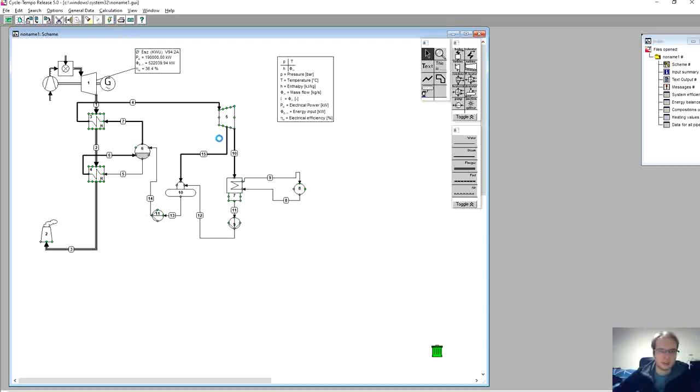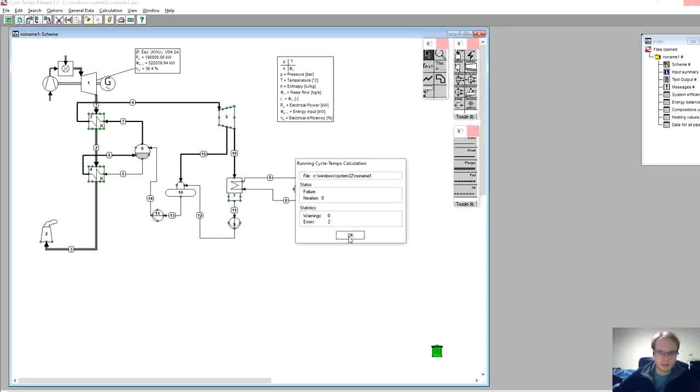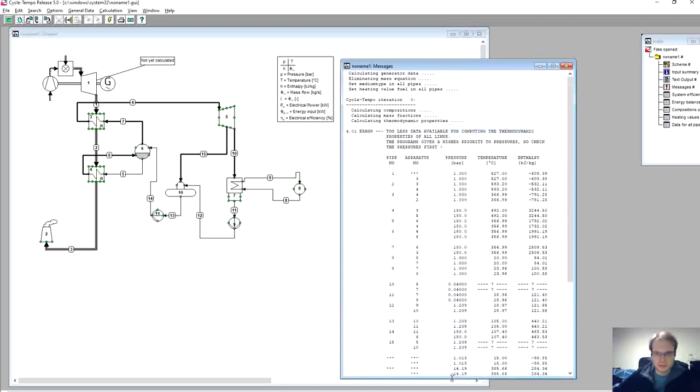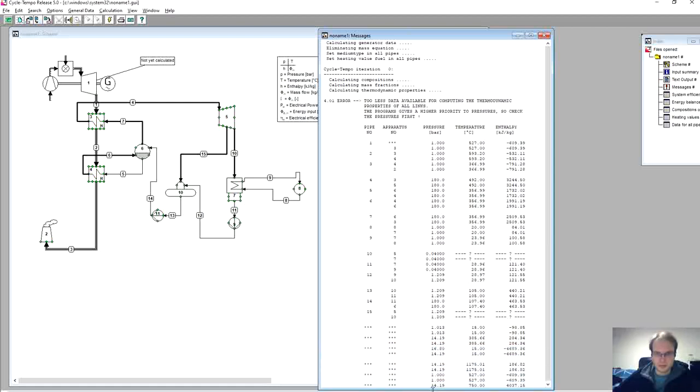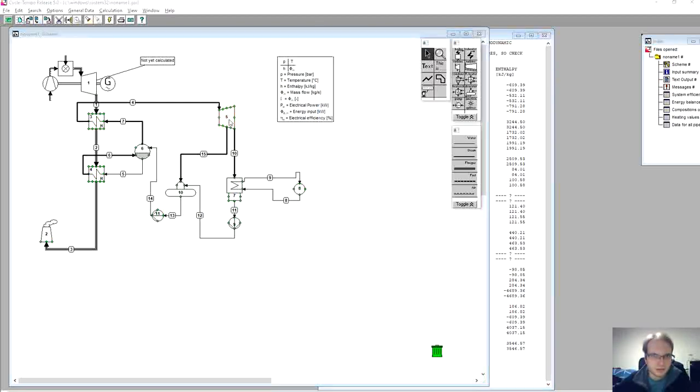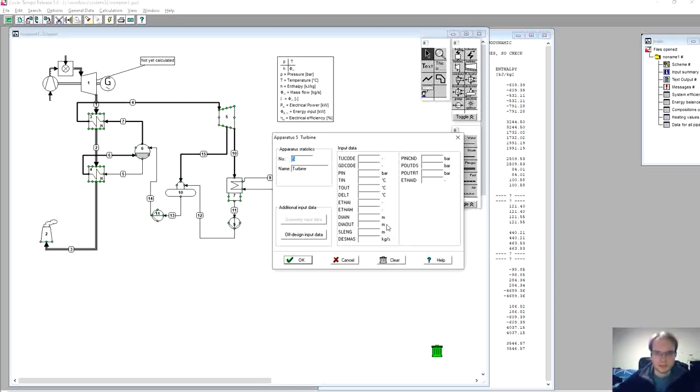So now we have most of the system specified, but we still have 2 errors. We can have a look at them. And the problem is that we cannot get temperature in pipe number 10 and pipe number 15. And that is because we forgot to put in the isentropic efficiency of the turbine. So let's put 0.88.